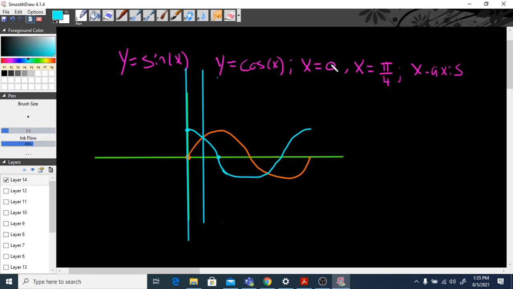So first we need to find our region, the region bounded by all of these. That's going to be right here. That is our region. And then what we're going to do is take this region and spin it around the x-axis, not the y, so not this way, the x-axis.